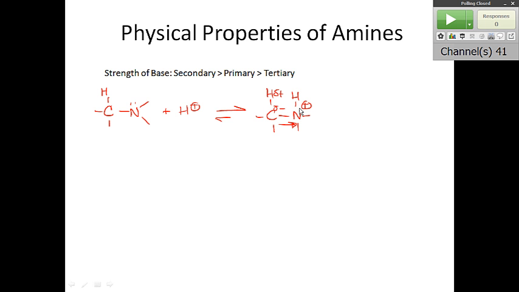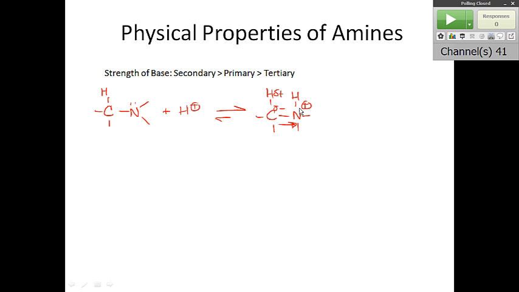If you're sitting there shocked by that, where have you been the entire year? Because how many times have we done this in the past? Radicals, carbocations, double bonds, right? This is our explanation for carbocation stability, radical stability, why more substituted double bonds are more stable. So one of the ways to make a stronger base is to add more alkyl groups.